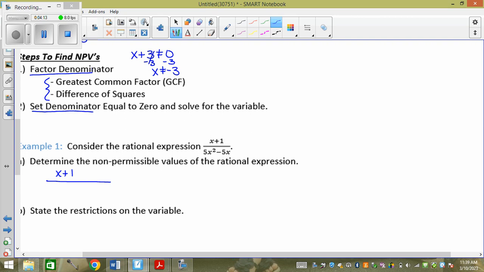That's what I was asked for first. That's why we practiced what we did yesterday. What can we take out? 5x. And we take out a 5x. We're left with 5x squared divided by 5x is x. Minus 5x divided by 5x is minus 1.